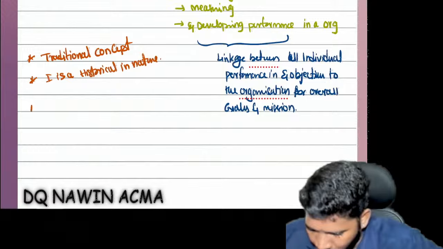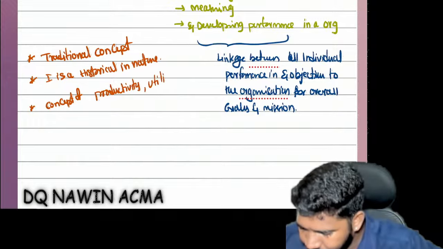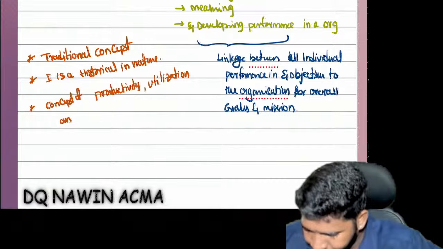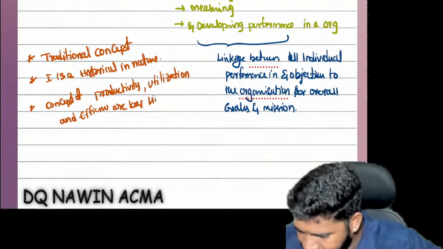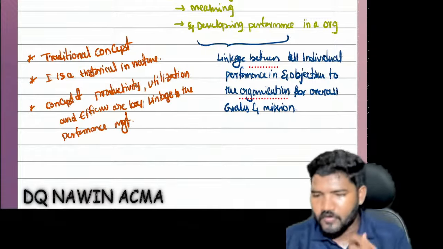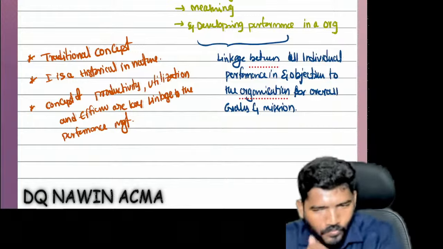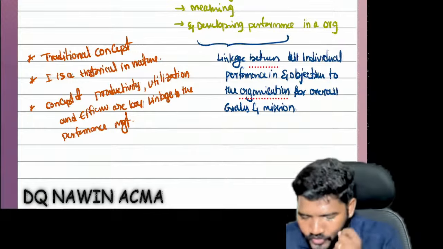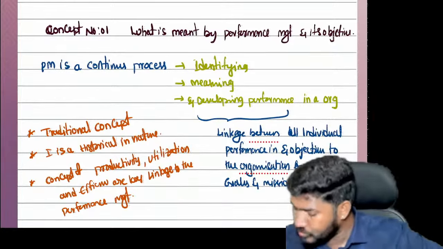Next, another important thing: the concepts of productivity, utilization, and efficiency are the key linkage to performance management. So, what are the concepts involved in performance management, guys? The concept of productivity, the concept of utilization, the concept of efficiency. I will give more clarity about productivity, utilization, and efficiency. Guys, clear? So these are the definition and important points regarding performance management.